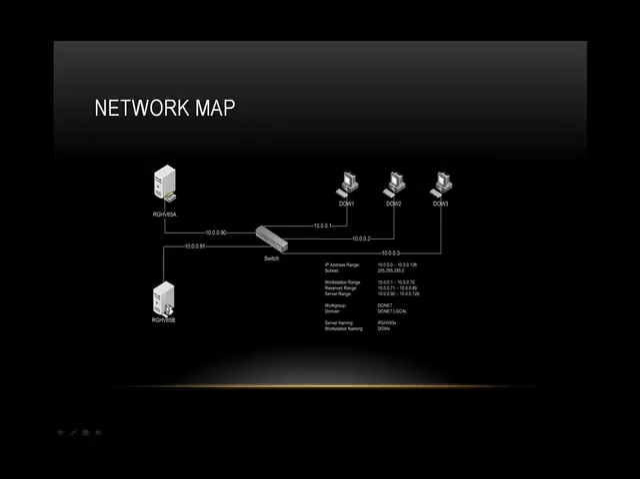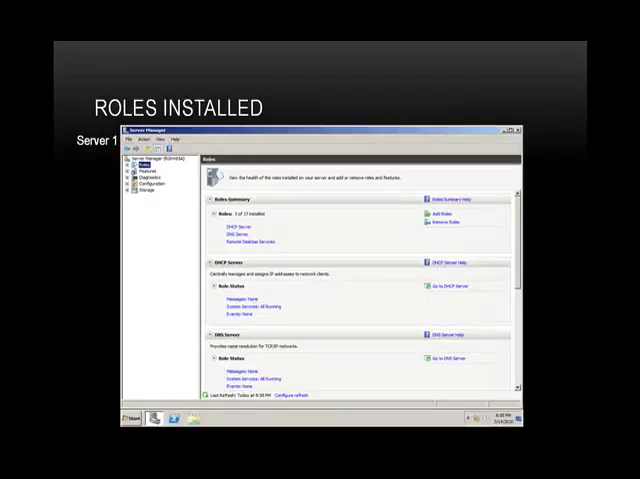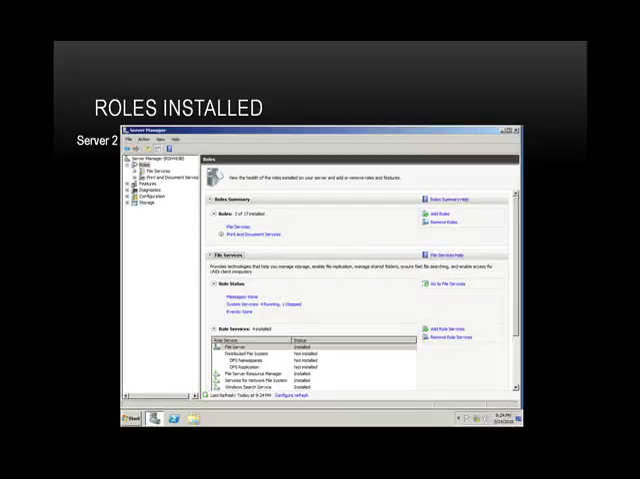This is the network map that we set up using Visio. Here you have some of the same information shown on the last few slides, but in a more visual form. This is a screenshot of the roles installed on Server A. Here you will see that it has been set up for a DHCP server, DNS server, and remote desktop services. On Server B, we had a file server and a print server.